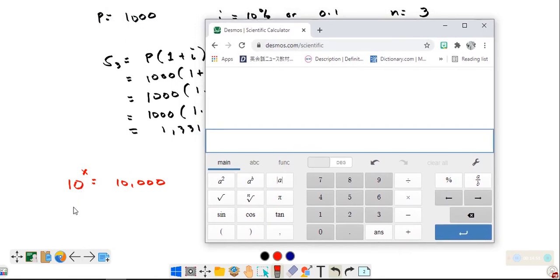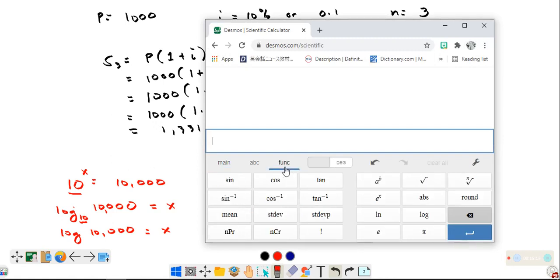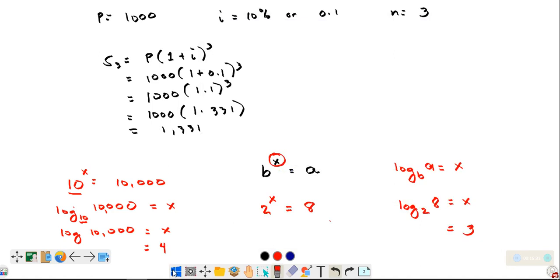So, we can write this as the logarithm of 10,000 with base 10 is equal to x. But remember, if your base is 10 in the original problem, pwedeng hindi na siya isulat. So, pwedeng log 10,000 is equal to x. So, kung meron kayong scientific calculator, punta tayo sa function and then just write down logarithm of 10,000. Logarithm of 10,000 is 4. So, x is equal to 4. Okay?